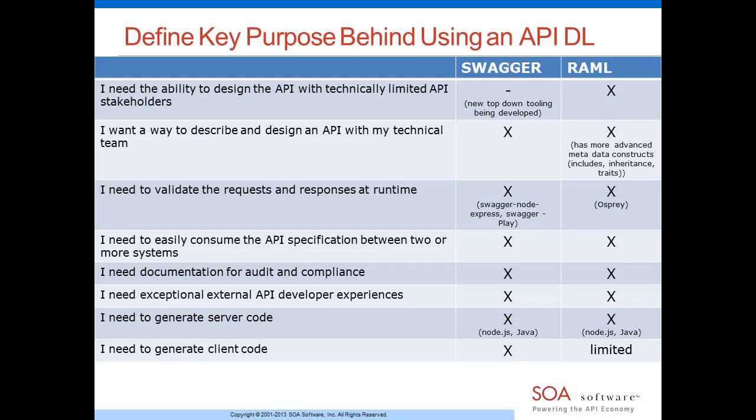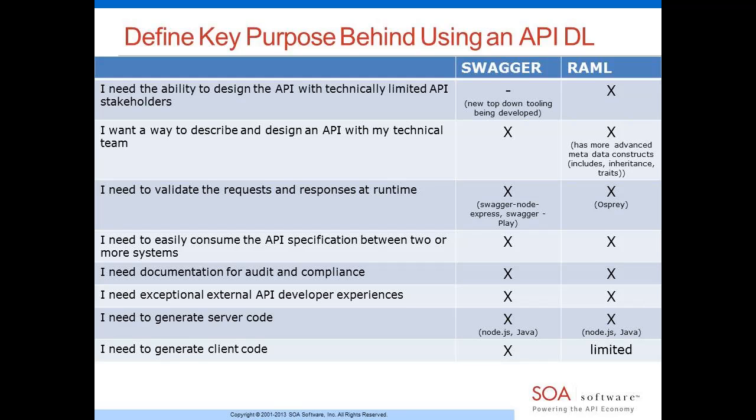But RAML has some really nice documentation as well, or is starting to, as the community starts, has a lot of lessons learned about what developers like on an experience, what is needed from an enterprise perspective and from an external developer perspective. So I would say it's almost a toss-up between those two if you're actually going to build your own user experience for your APIs.